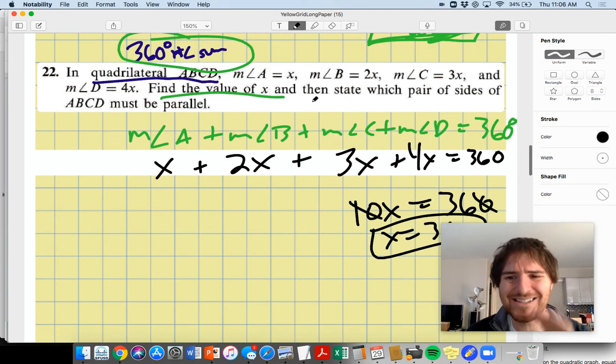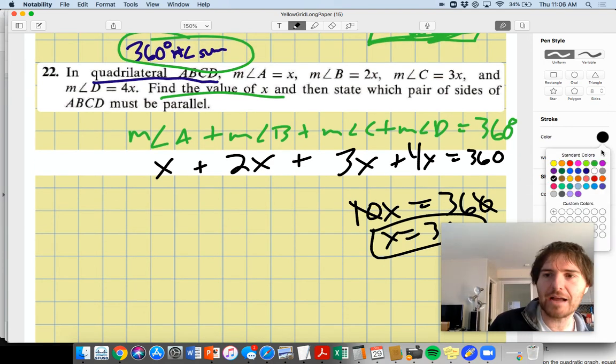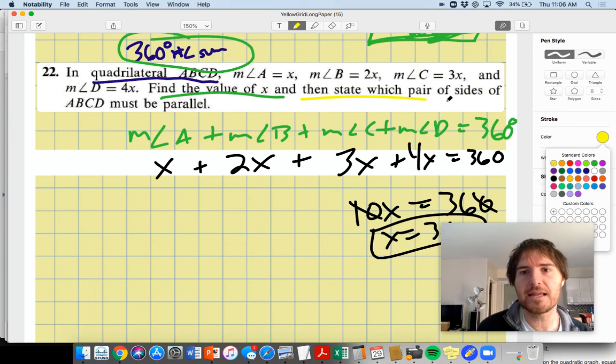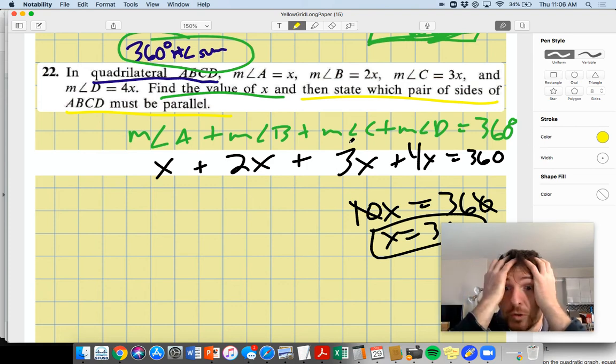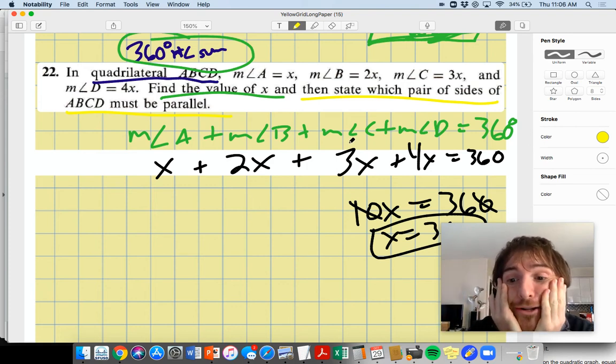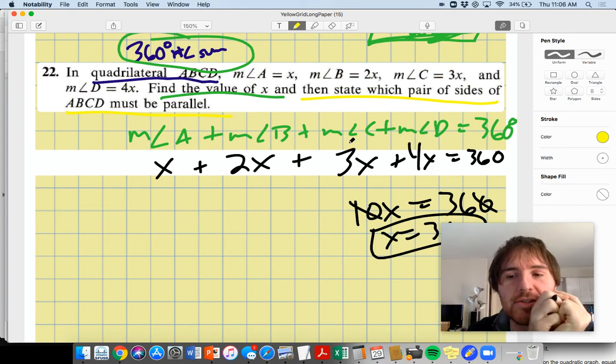Once I get x, I'm done, right? No, you go back, my friends. You go back and you realize it says then state which pair of sides of quadrilateral ABCD must be parallel. How do I get lines parallel to one another? How do I prove this? How am I going to know this? We got to think about this, okay?